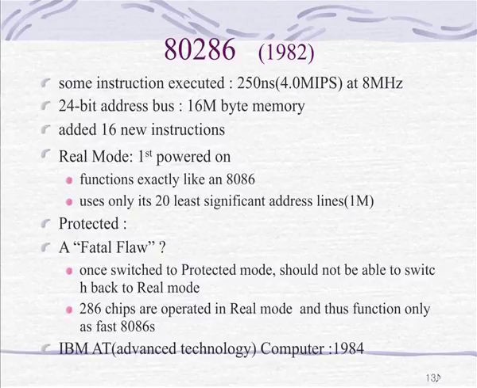It uses only its 20 least significant address lines for accessing 1 megabyte of memory. It also supports virtual memory. Once it is switched to the protected mode, it is not able to switch back to the real mode. 286 chips operated in real mode function only as fast as 8086. The IBM AT, that is IBM Advanced Technology Computer, uses this 80286 processor.